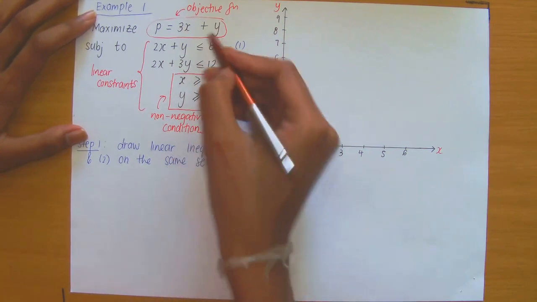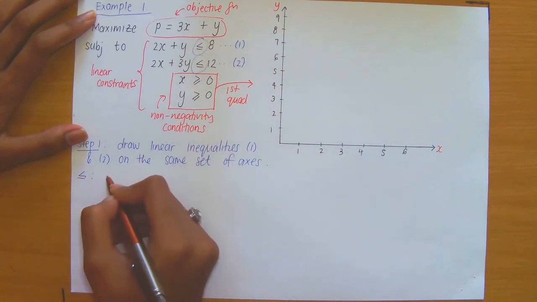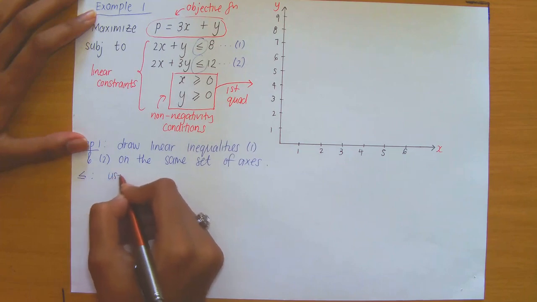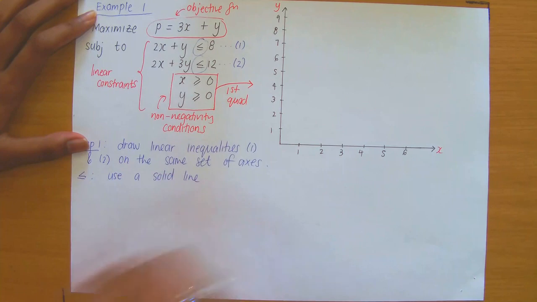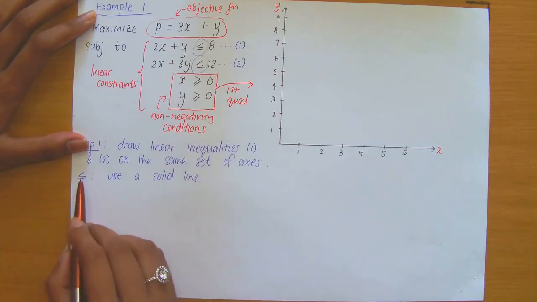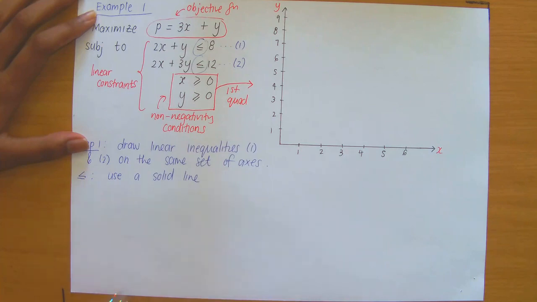So essentially what do we do? Remember, these linear inequalities are less than or equal to. So that means we're going to use a solid line. That's what's required, a solid line. If it was a strict inequality, if it was strictly less than, then we would use a dotted line. So make sure you understand the difference when you are sketching.